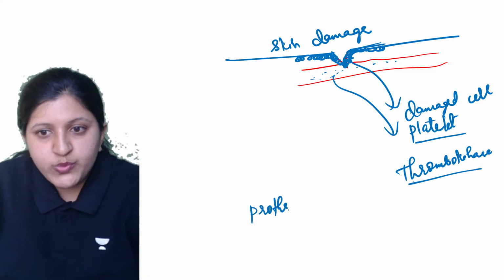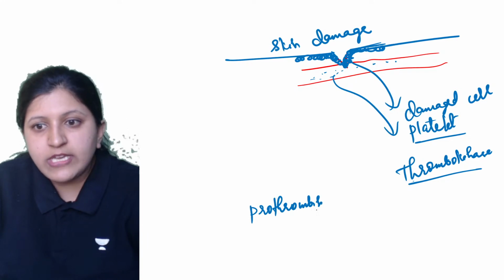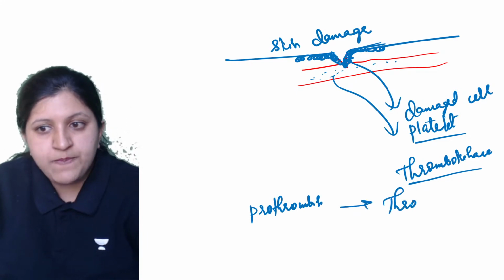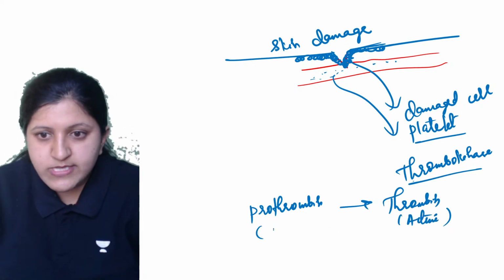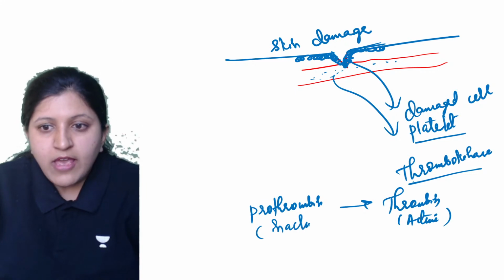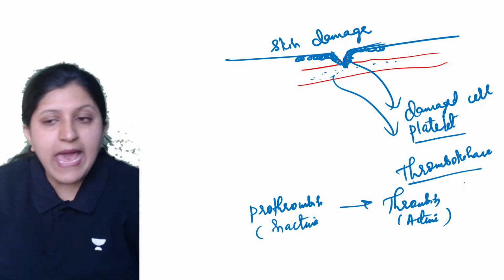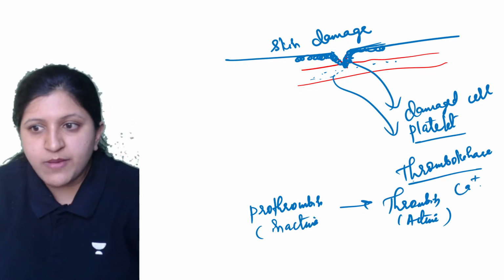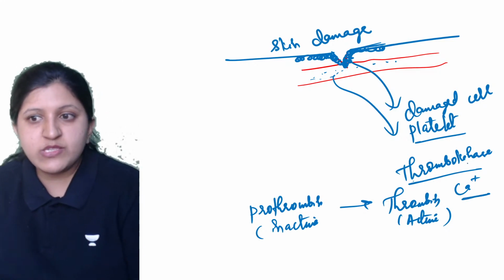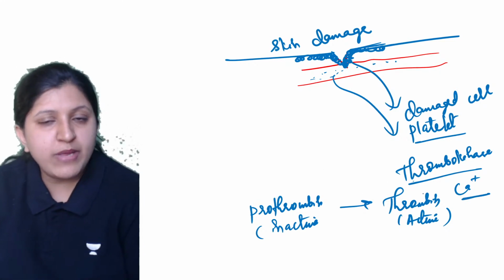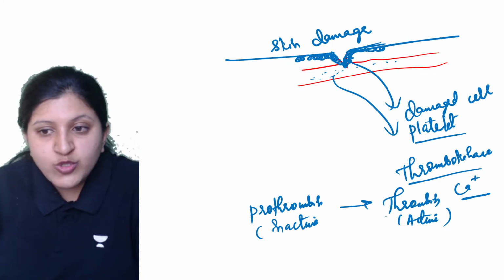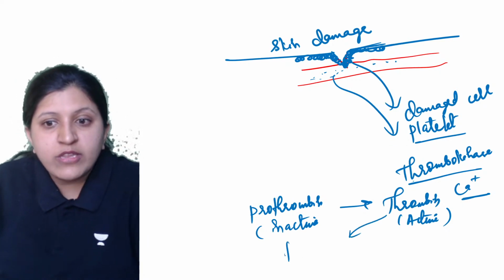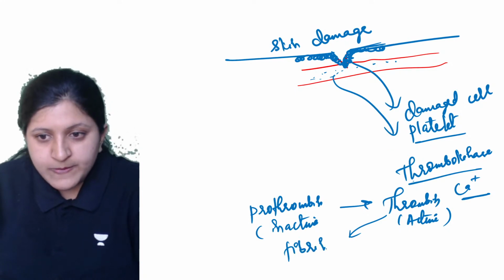Once the thrombokinase is released, it will act on the prothrombin, which is converted into thrombin. This thrombin is the active one, while prothrombin is the inactive one, and it is all present in the plasma itself. Thrombokinase acts in the presence of calcium ion. Calcium is required, and only then will prothrombin be converted into thrombin. Then this thrombin will act on the fibrinogen.